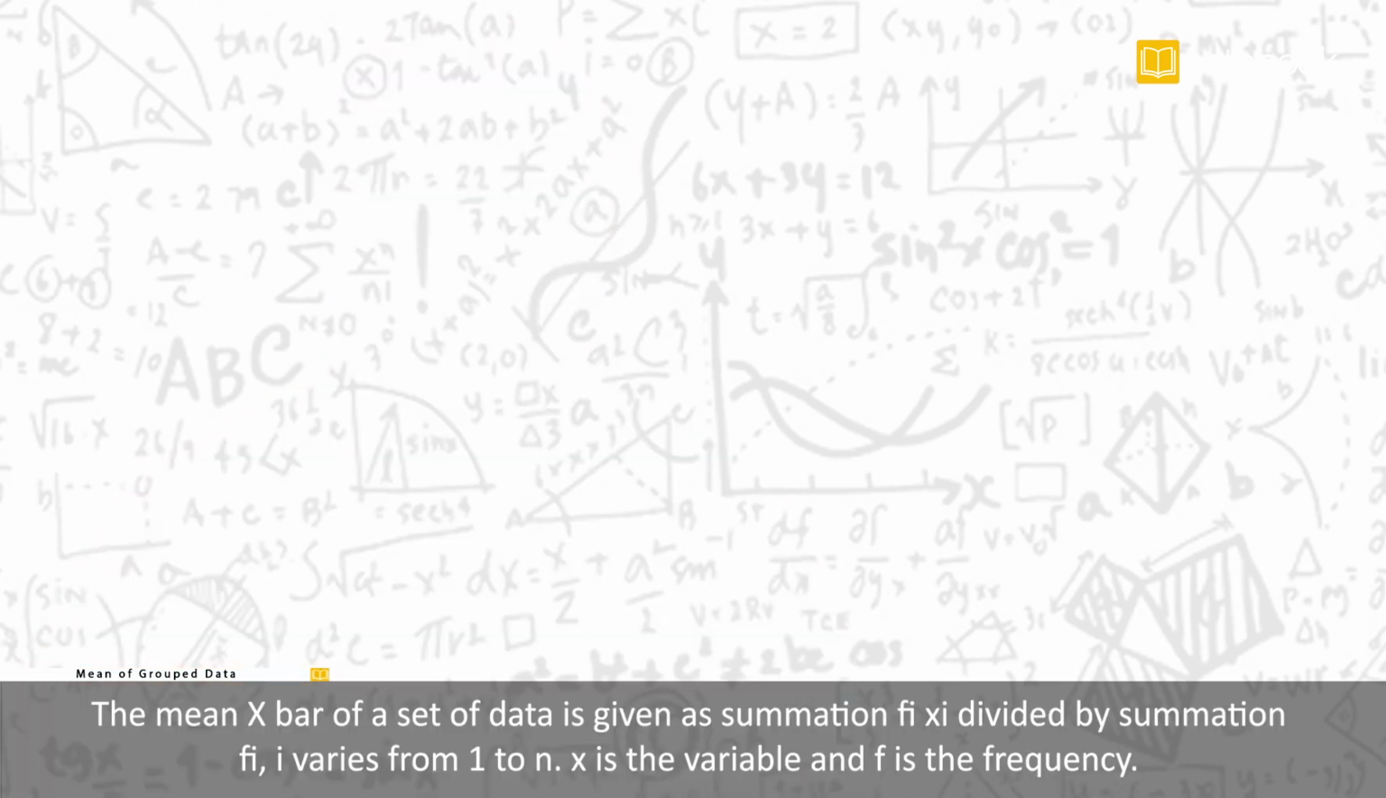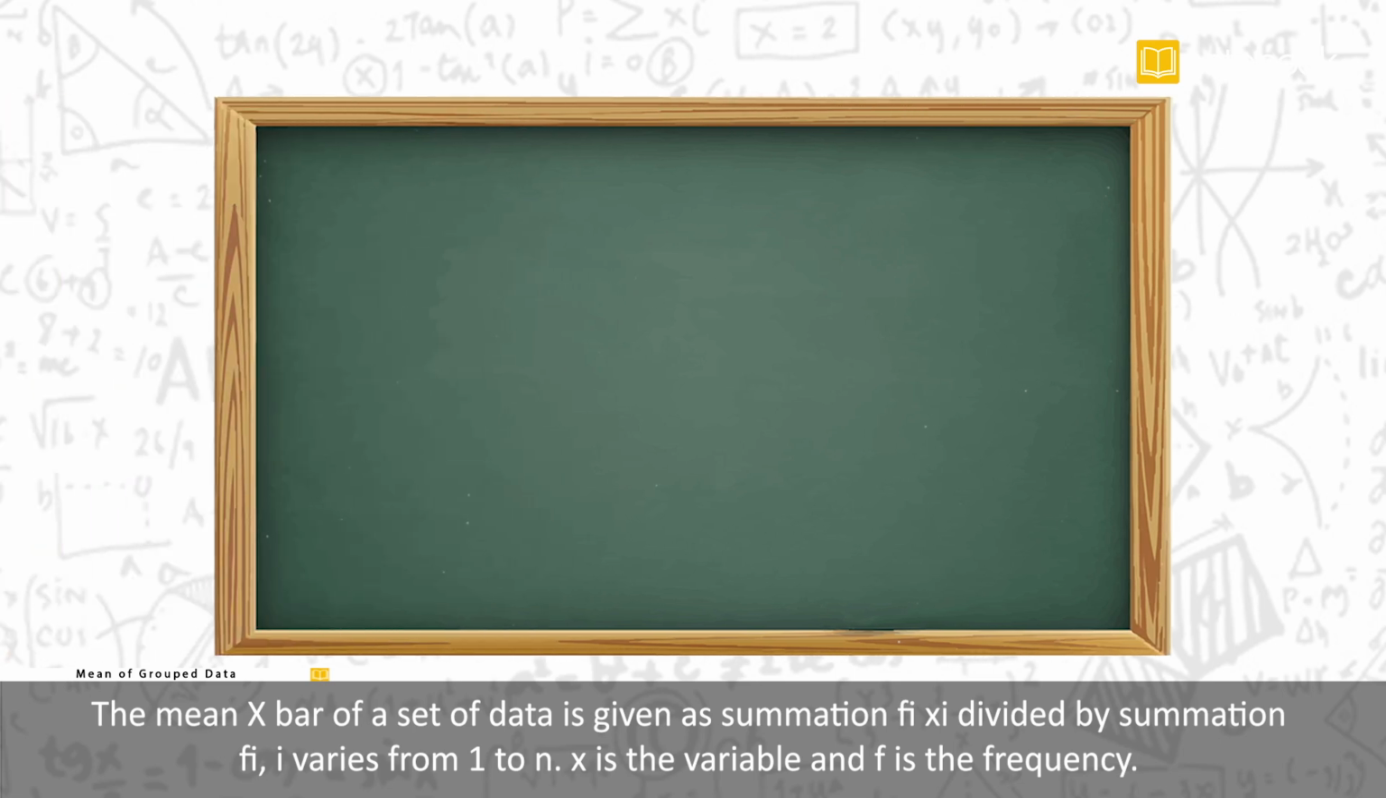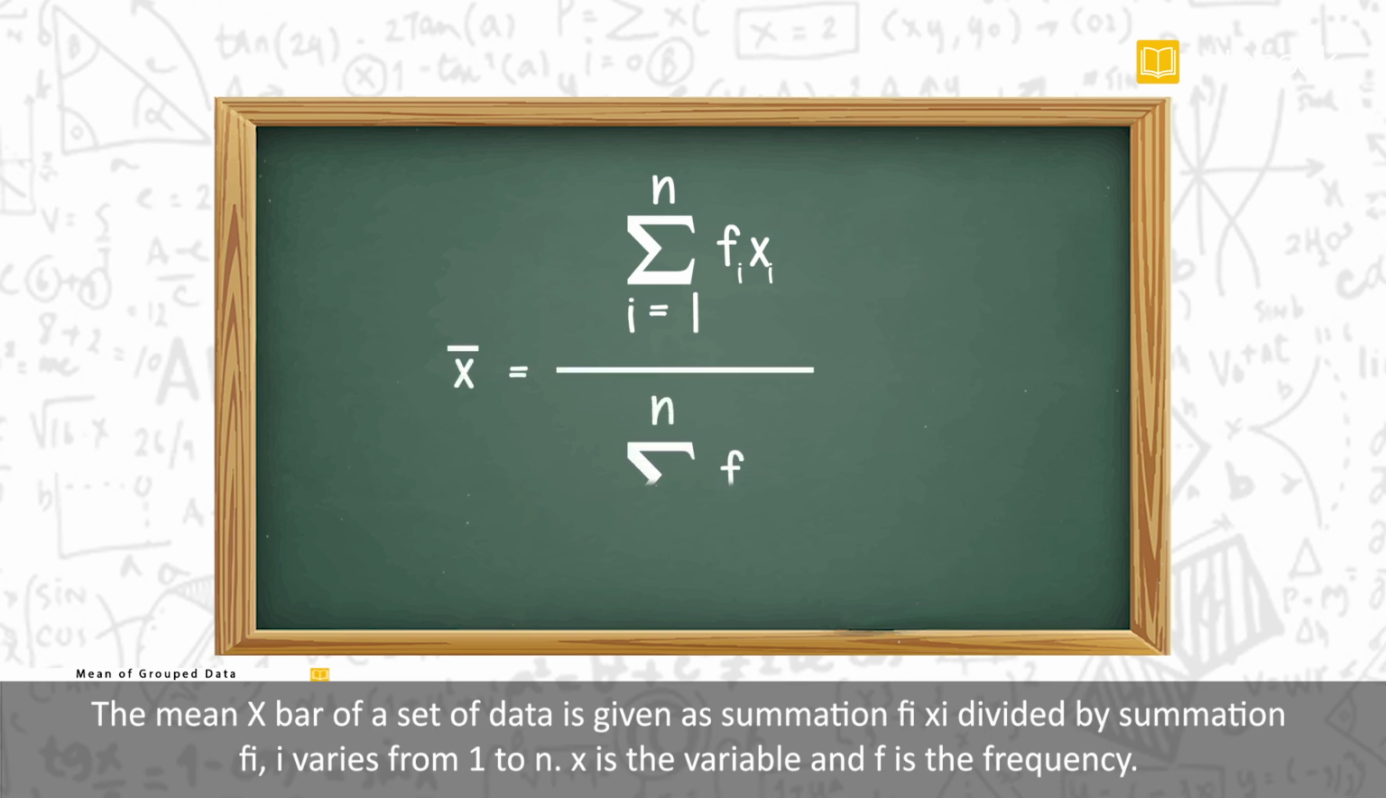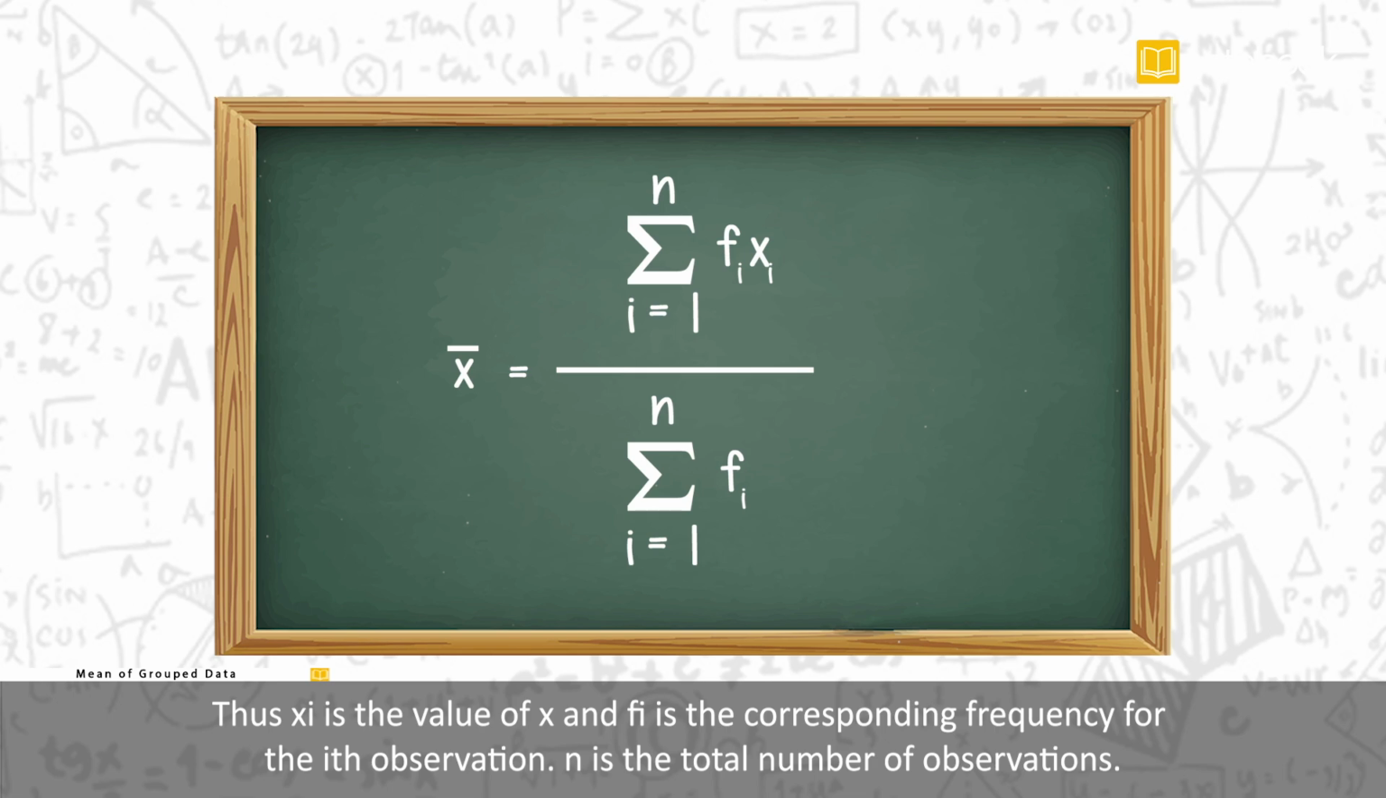The mean x bar of a set of data is given as summation fi xi divided by summation fi. i varies from 1 to n, where x is the variable and f is the frequency. Thus, xi is the value of x and fi is the corresponding frequency for the ith observation. n is the total number of observations.